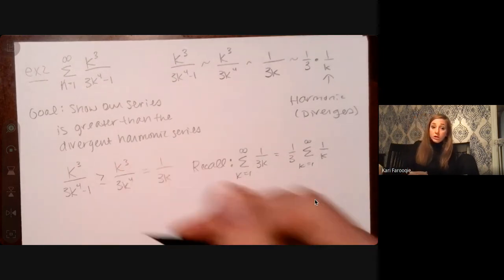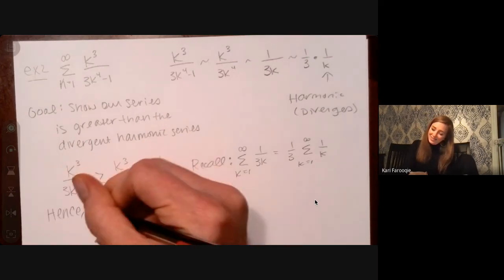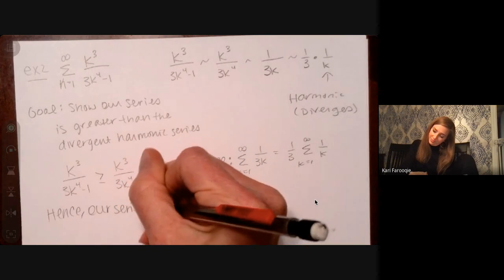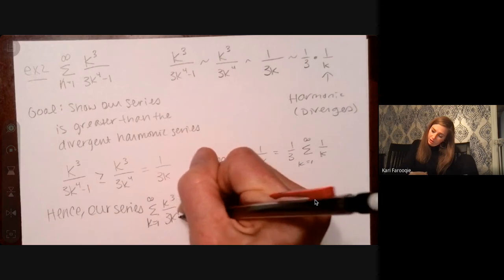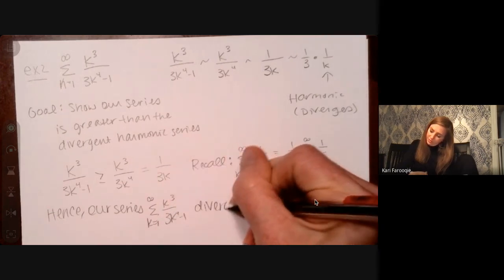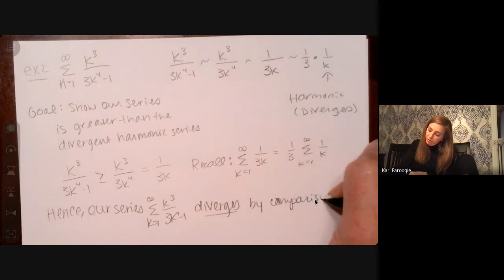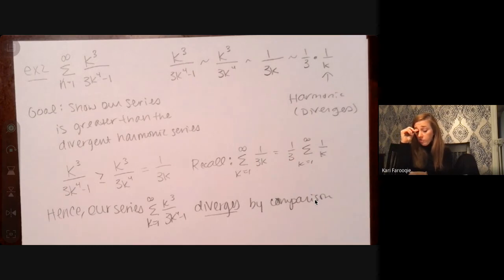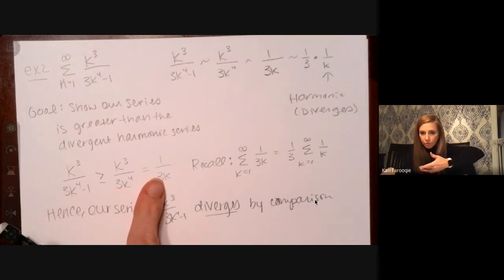So we can now say, hence, our series from k equals 1 to infinity of k cubed over 3k to the 4th minus 1 diverges by comparison. Now, as long as you've told me what the comparison series is, this is fine. If you didn't actually give me a comparison series, well, we've got some problems there. You would have to say diverges by comparison with, and give the series, but you kind of have to show me that anyway, otherwise where's your work?